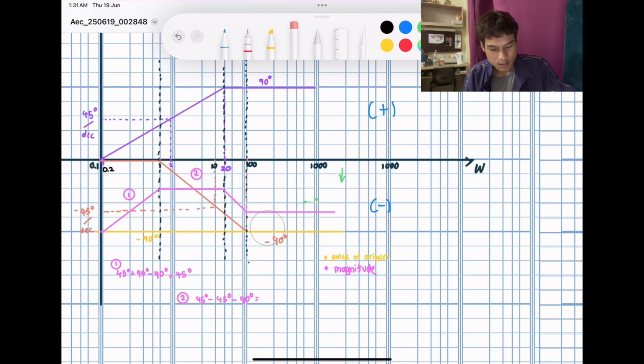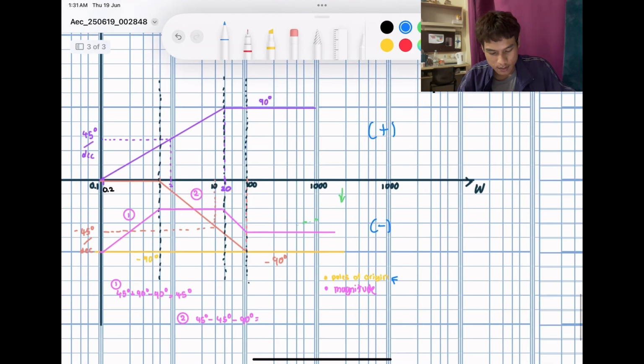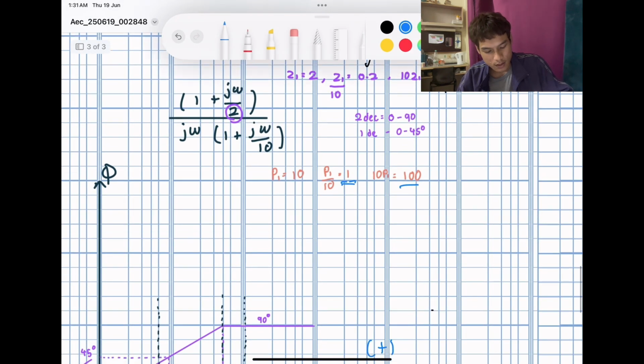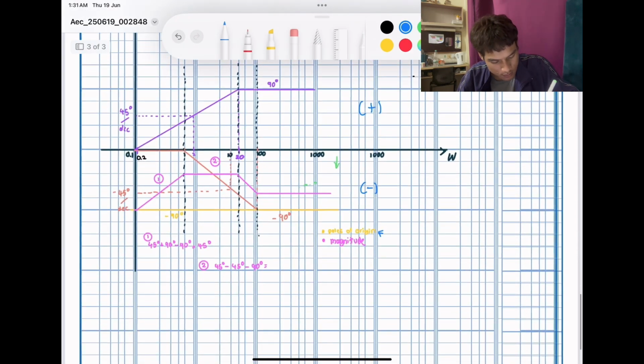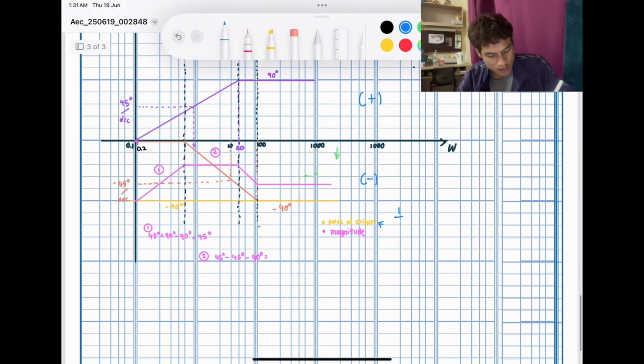The last part is the pole of origin, which is the yellow line. The pole of origin is a simple line because it does not need any calculation. Since it is 1 over j omega, it indicates negative 90 degrees. So you will have a straight line of negative 90 degrees until the end.